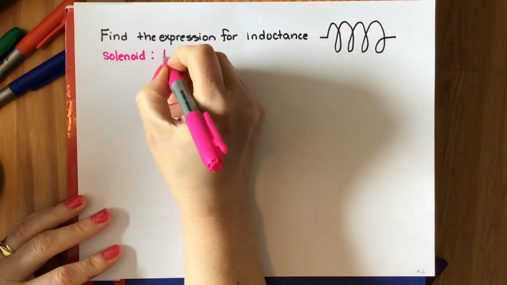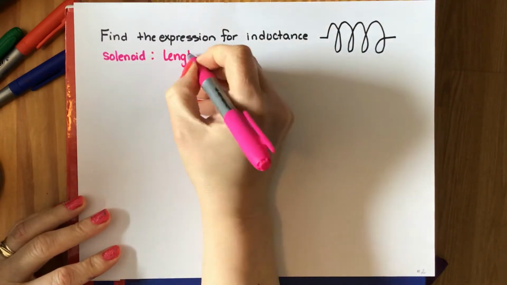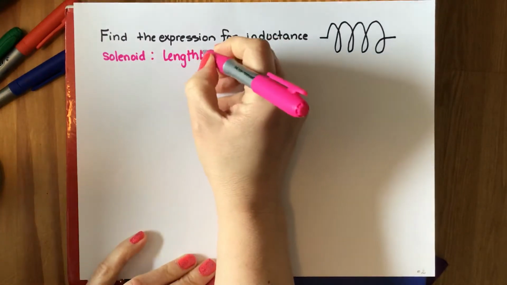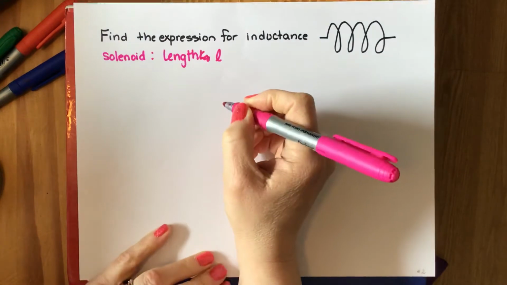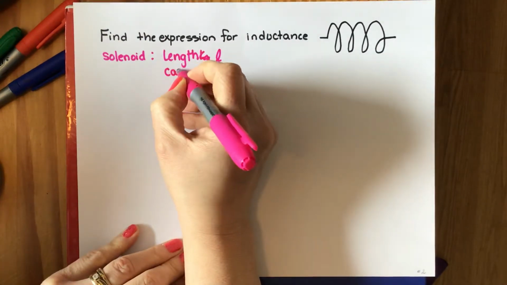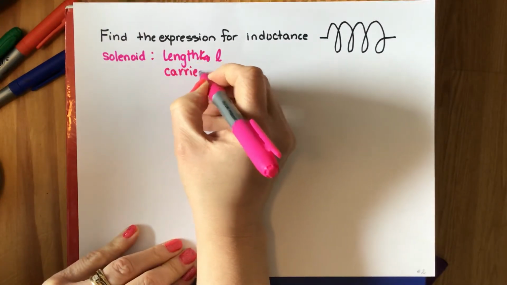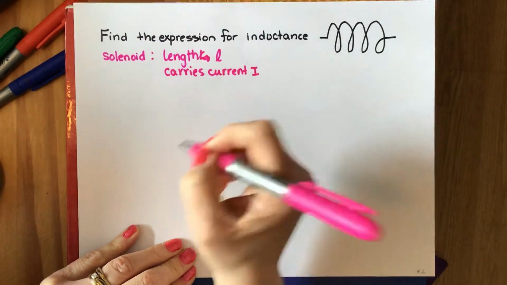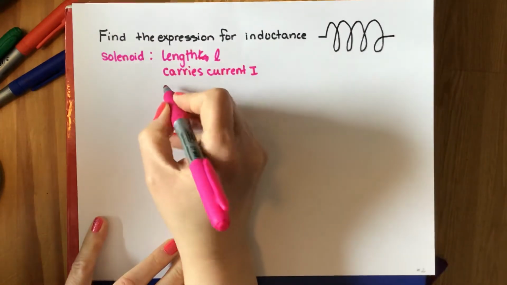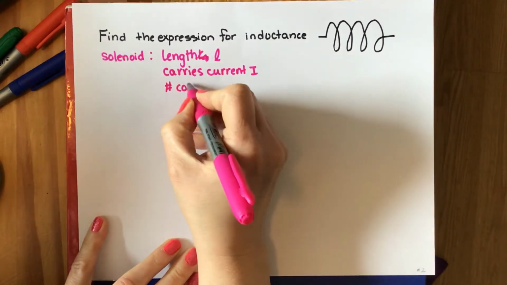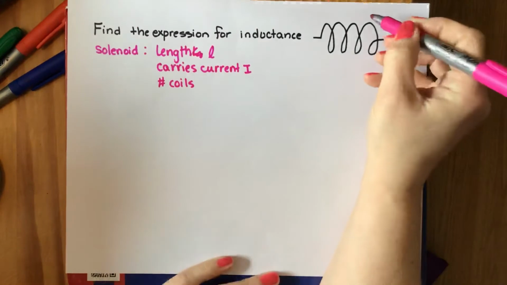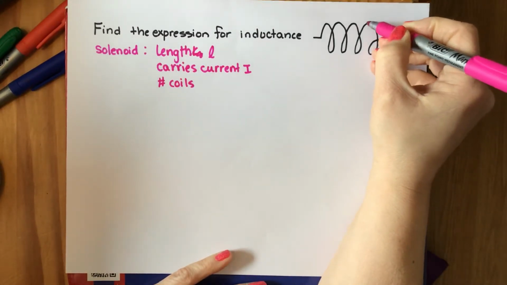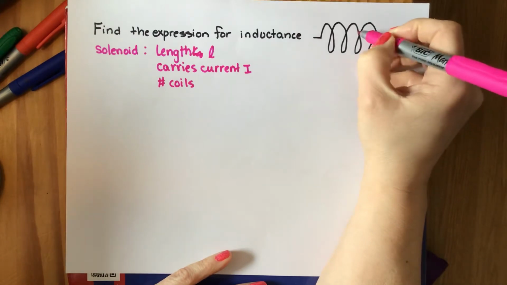Our solenoid has length l. Length is usually a lowercase l, and we'll leave it as lowercase l so it matches the book. Let's say it's carrying current I, and it has the total number of N coils. For our picture here, just so we get an idea of what the magnetic field looks like, let's say that the current is going up in the back and down in the front.